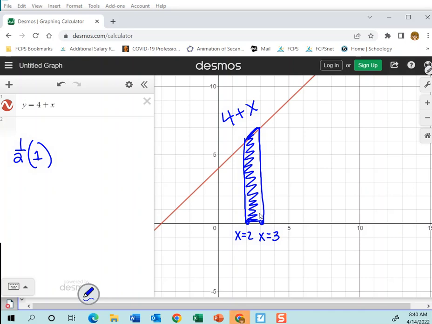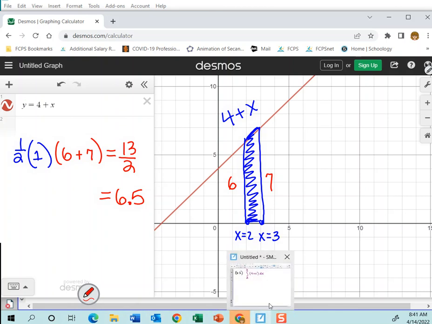The bases, well, this side is 6 units, and this side is 7 units. So 6 plus 7. And that's 13 over 2, or 6.5. Okay. Not tough. As long as you know the formula for a trapezoid, that's pretty standard, straightforward. Area of that trapezoid is 6.5. Okay. Based on Isaac Newton's theories, that's not the only way to get that. Isaac Newton says we can do that this way.